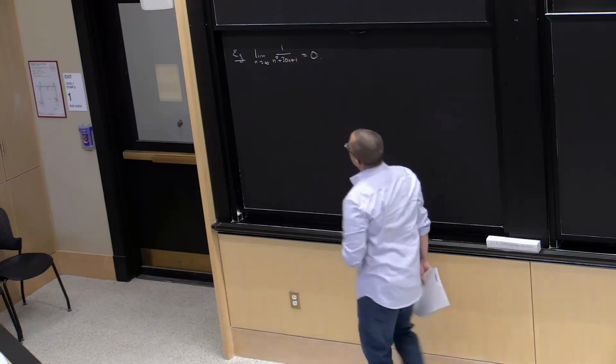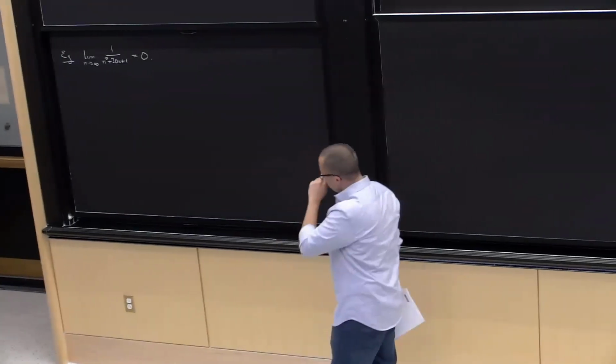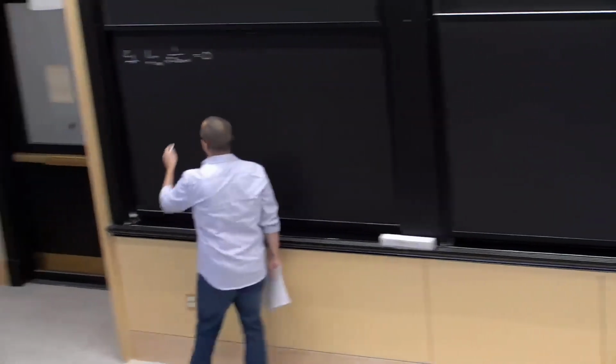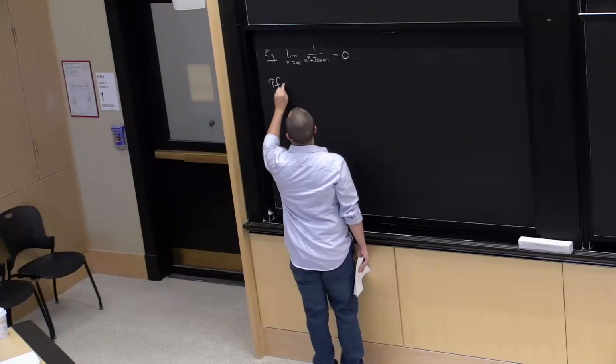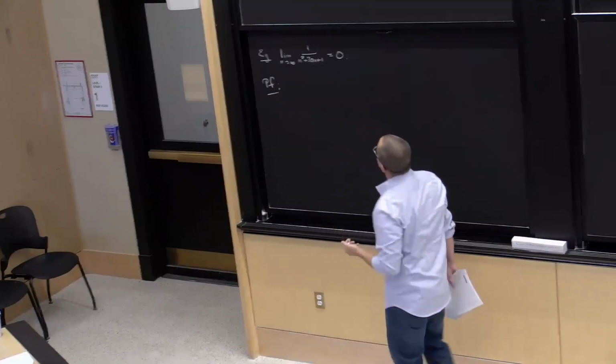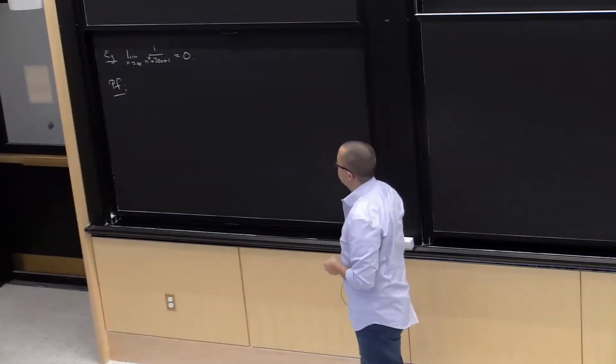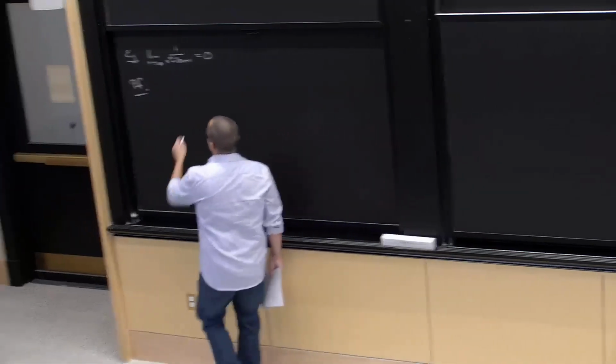equals 0. So again, how does the proof go? You have to verify the definition of the limit. I mean, there's nothing else that we have to use right now. So let epsilon be positive.